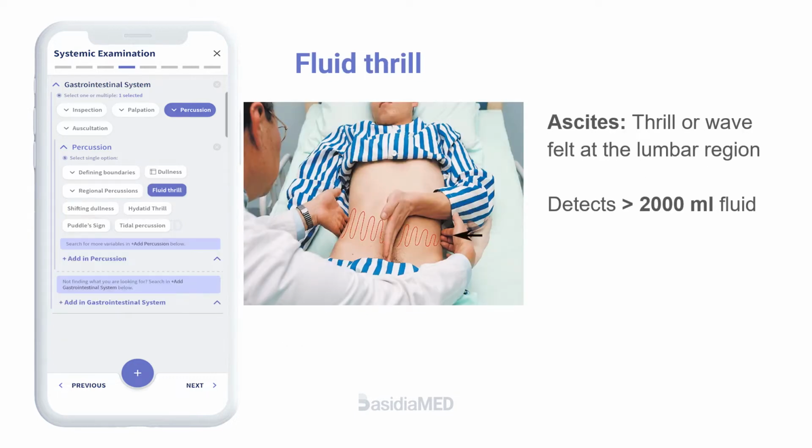Fluid thrill. Procedure. The patient lies supine. Place one hand over the lumbar region of one side, get the patient to put his hand firmly in the midline of the abdomen, as shown in the image, then tap gently at the lumbar region. In ascites, a thrill or wave is felt by the detecting hand at the opposite lumbar region. The patient's hand is kept at the midline to dampen impulses that are transmitted through the abdominal fat. Greater than 2,000 milliliters of fluid must be present to elicit this sign.